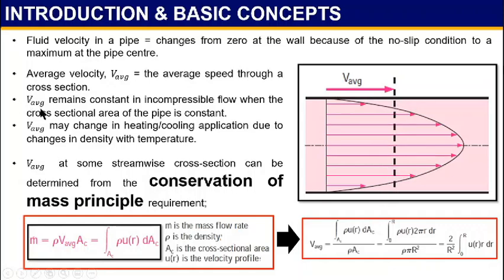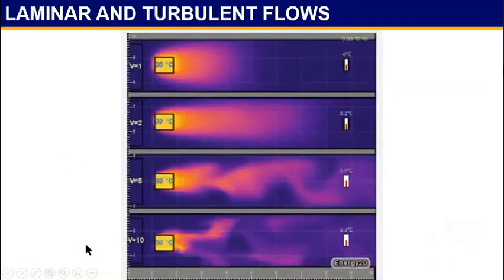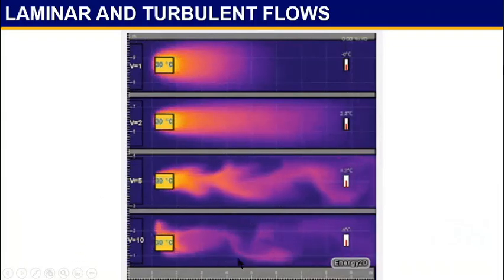V average remains constant in incompressible flow when the cross-sectional area of the pipe is constant. V average may change in heating or cooling applications due to changes in density with temperature. Of course, it's like that. V average at some streamwise cross section can be determined from the conservation of mass principle, as shown in this equation: m dot equals density times V average times the cross-sectional area of the pipe.